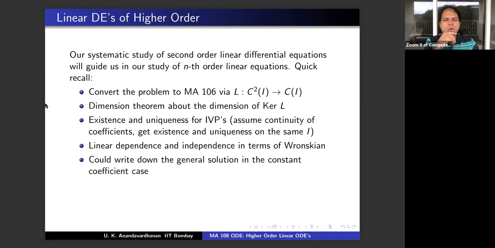Then we wrote down the general solution in the constant coefficient case, right? How did we do this? We had to analyze three cases: equal real roots, distinct real roots, and complex roots. And similarly, we can do it in nth order constant coefficient case.